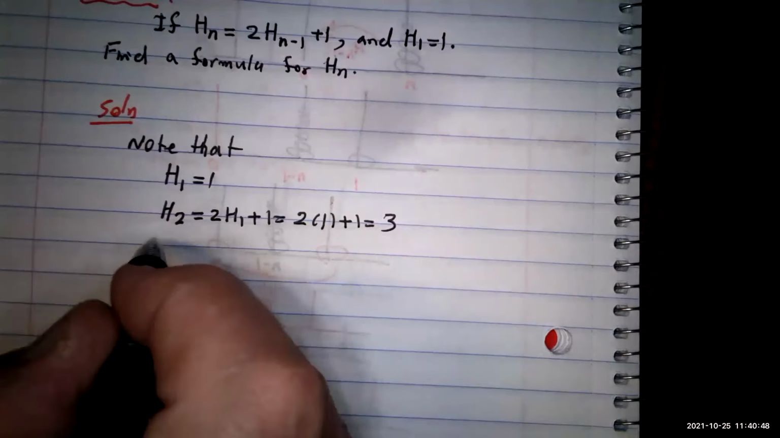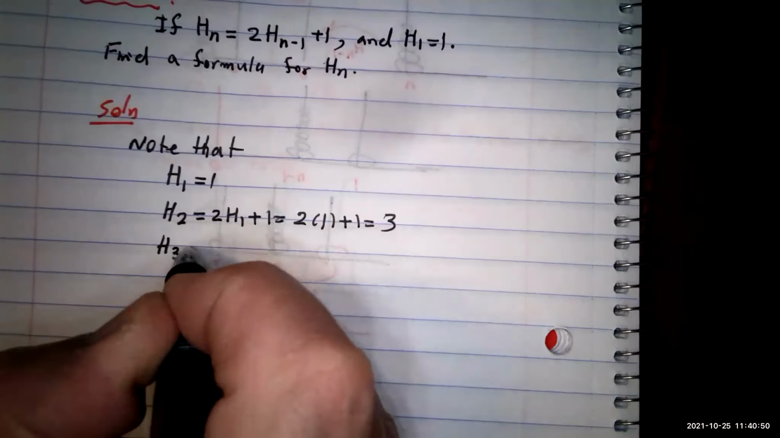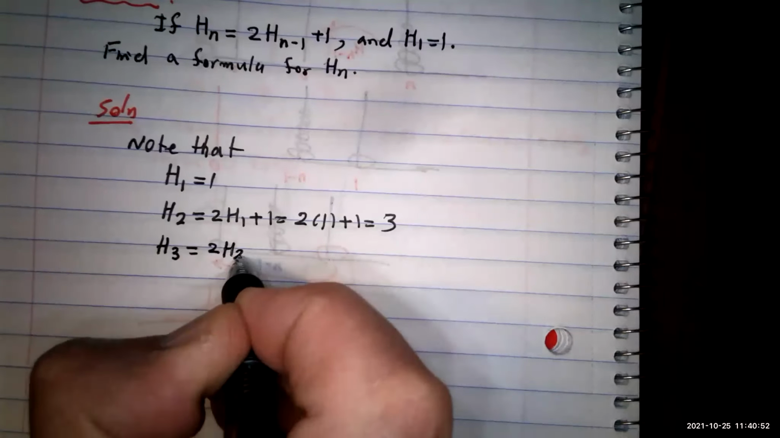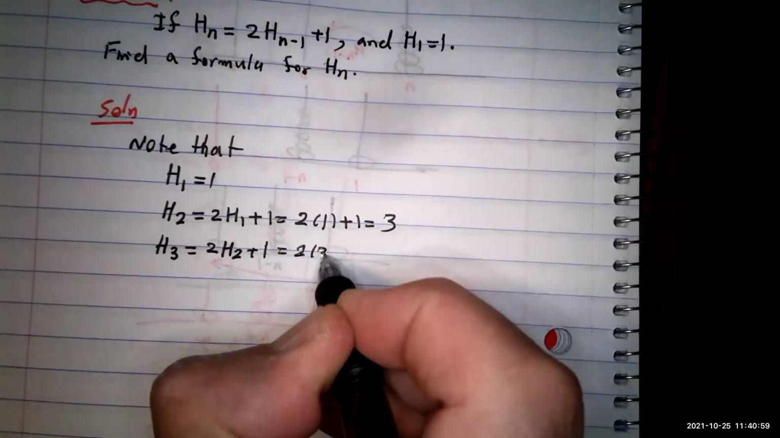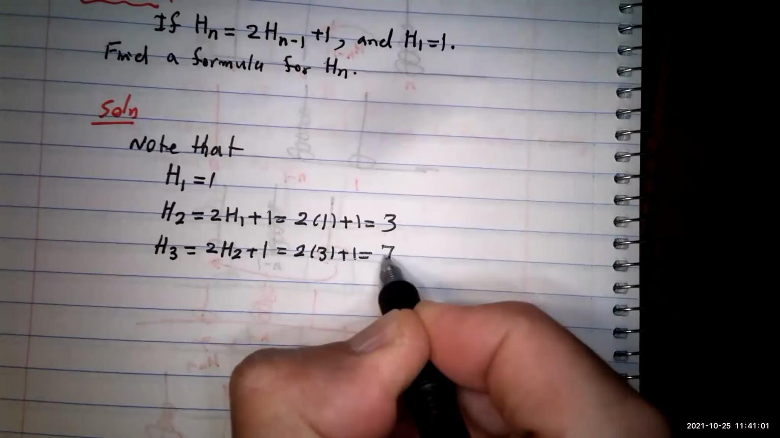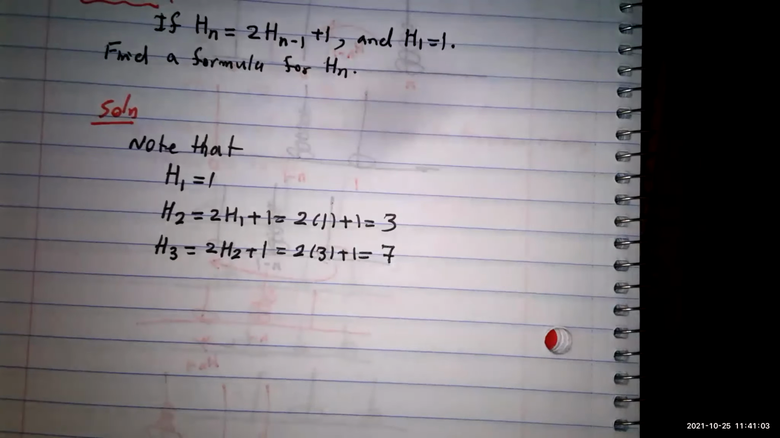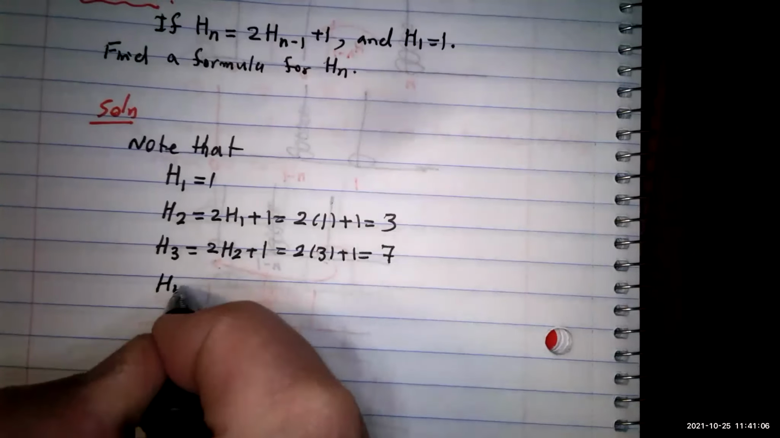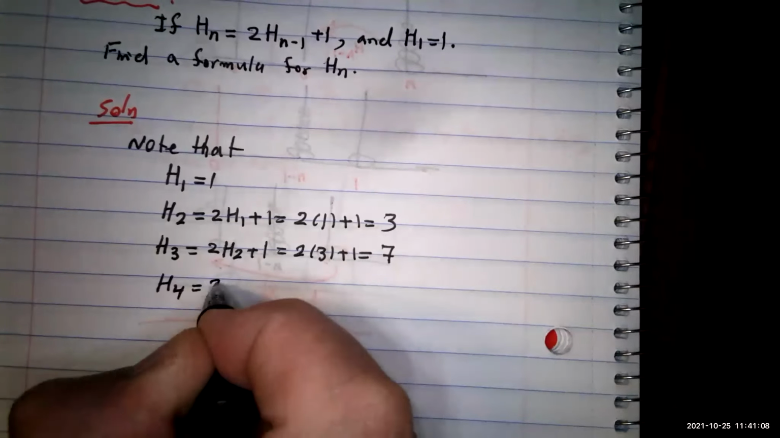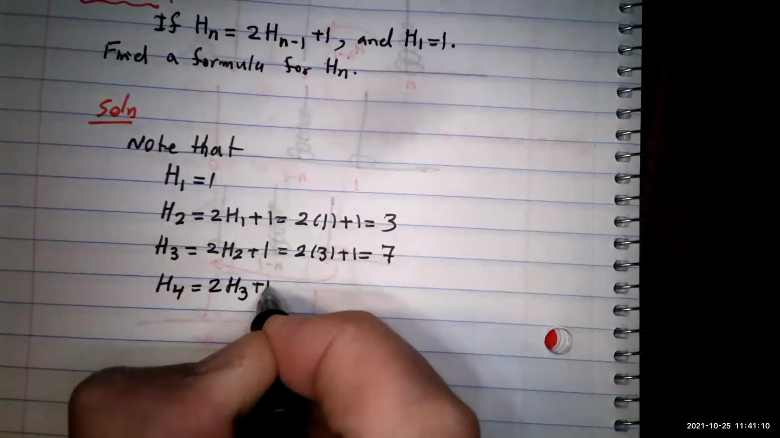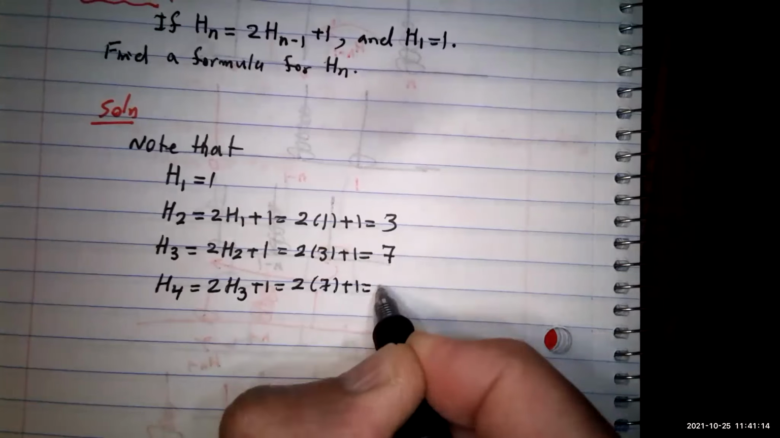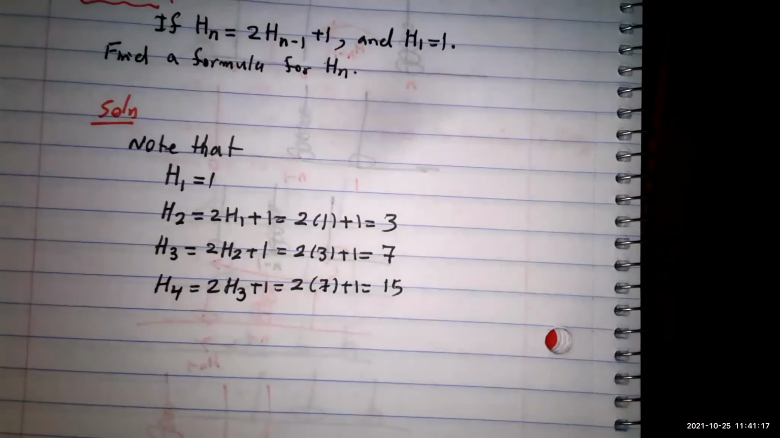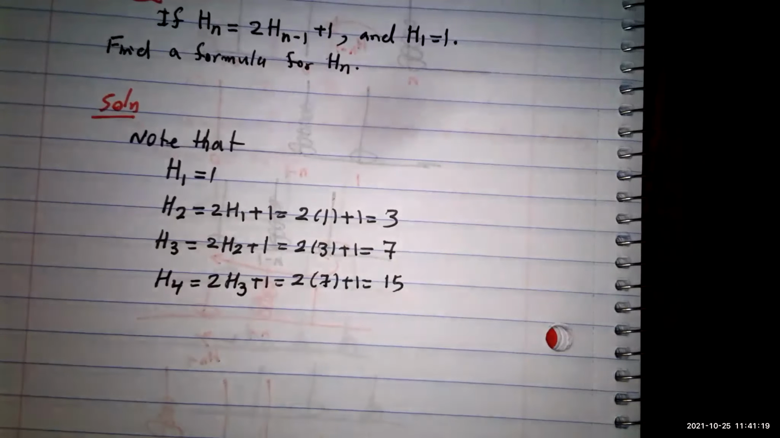Okay, try another one. H3 is 2H2 plus 1. But H2 is 3. 2 times 3 plus 1 is 7. Write another one. It's going to be 2H3 plus 1. H3 is 7. That gives you 15. Then you think about it to see if you can write it down.